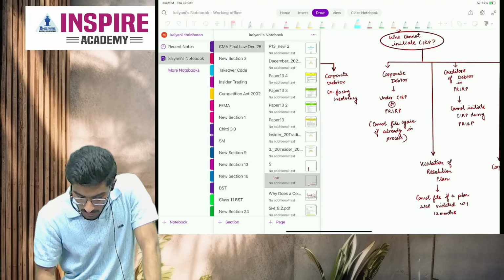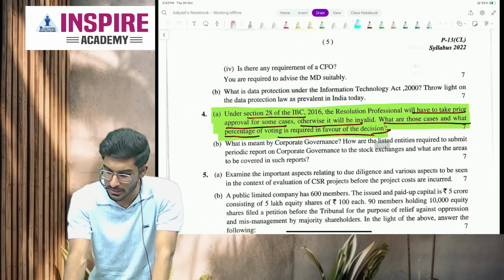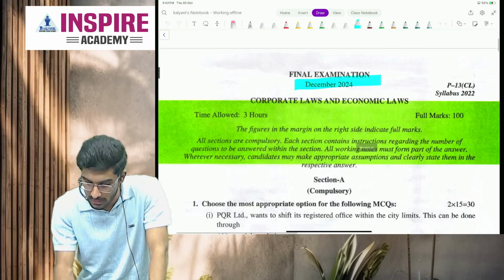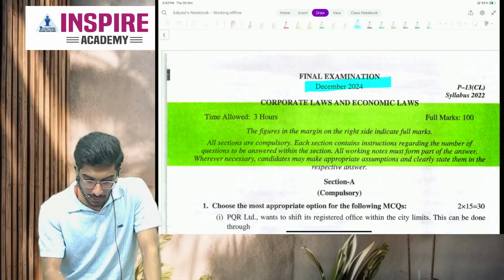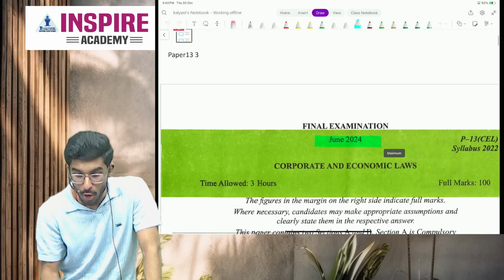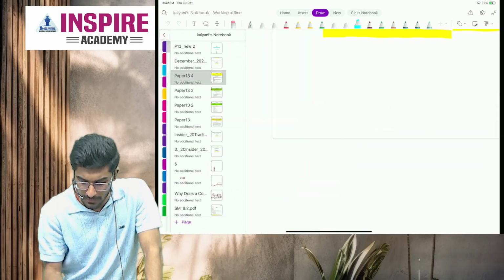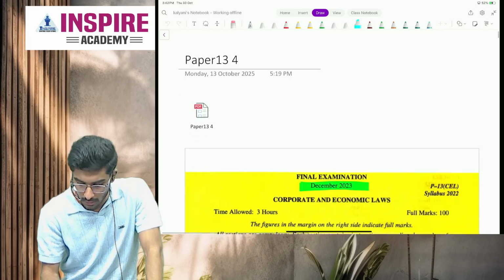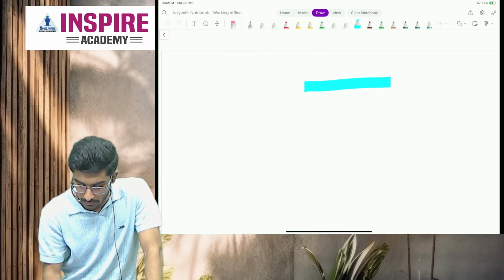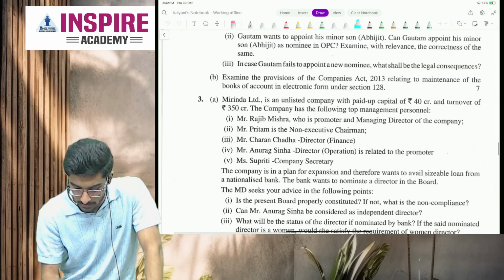Perfect. Now what, sir? Next is under section 28 of IBC. This one is which attempt paper? This one is December 2024 paper. Earlier we looked at which attempt paper? Earlier we looked at June 24 attempt paper. Before that, where no question was asked with respect to IBC, was December 2023. Okay. So December 24. Let's look at it.